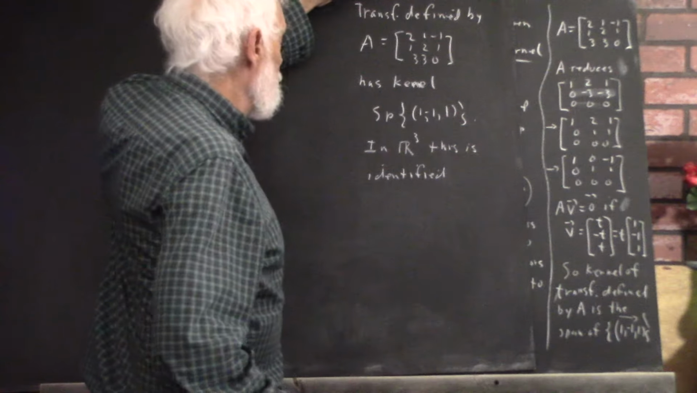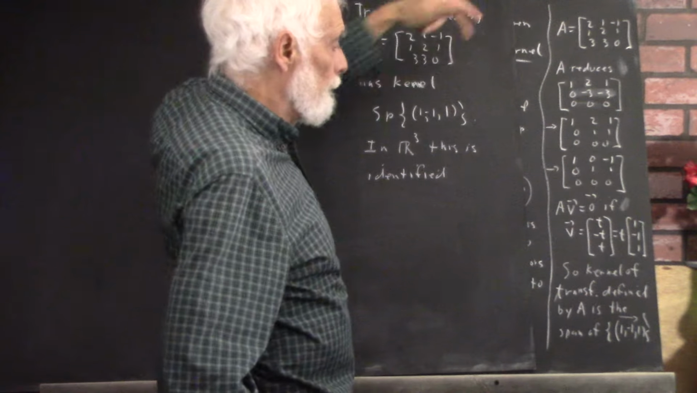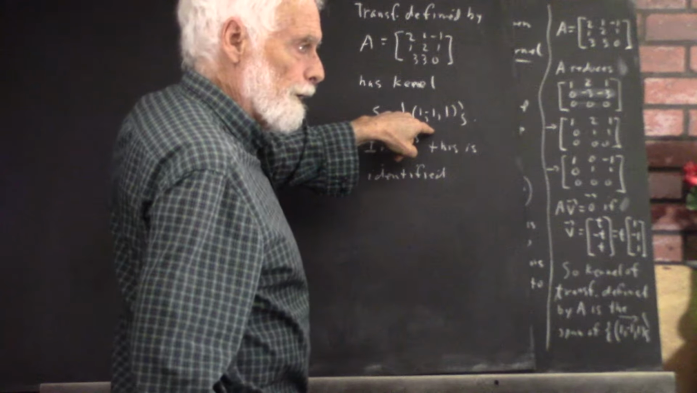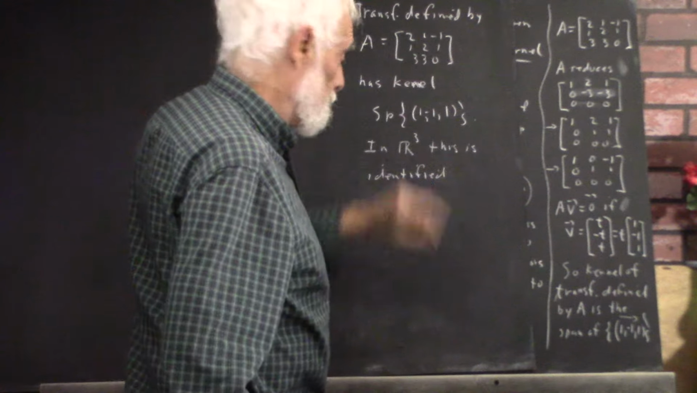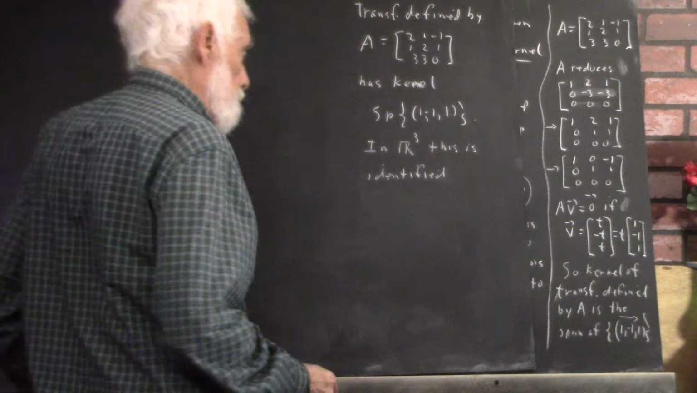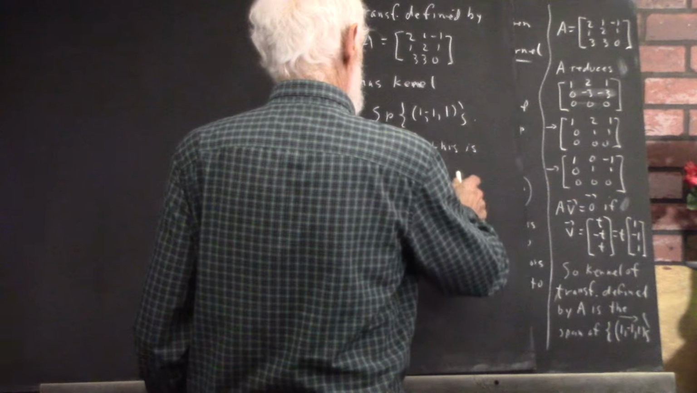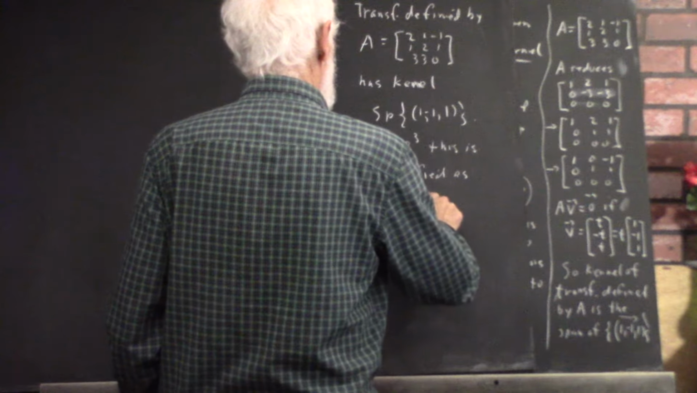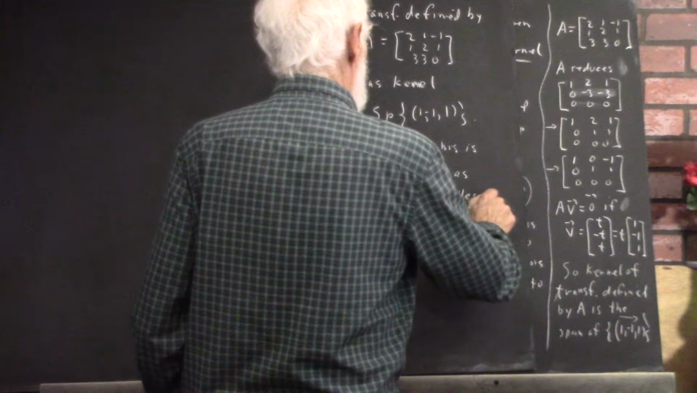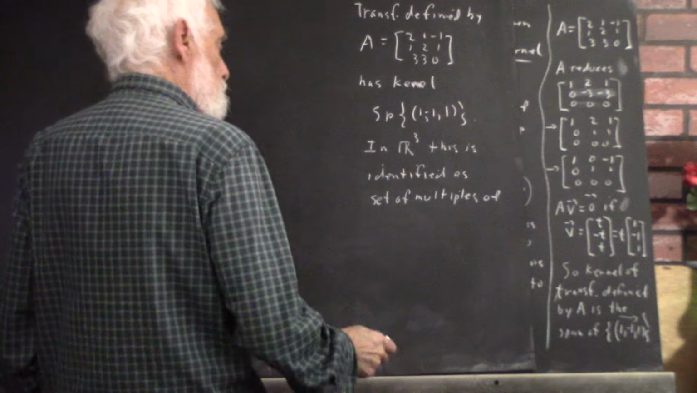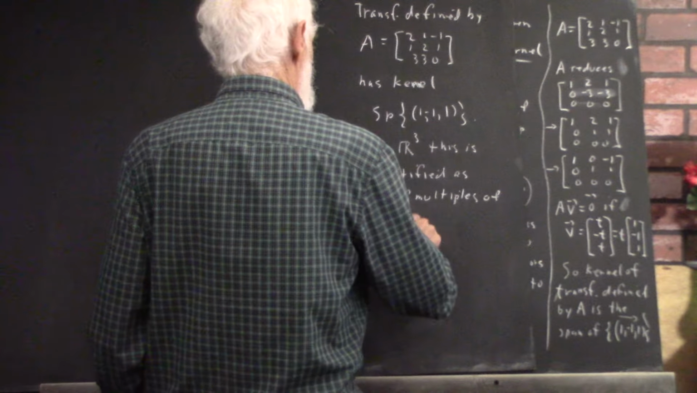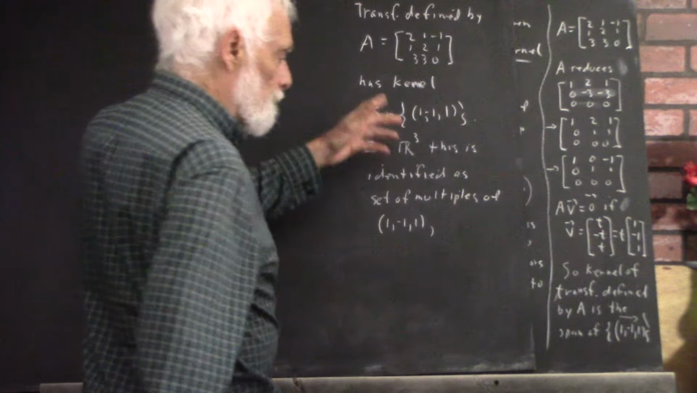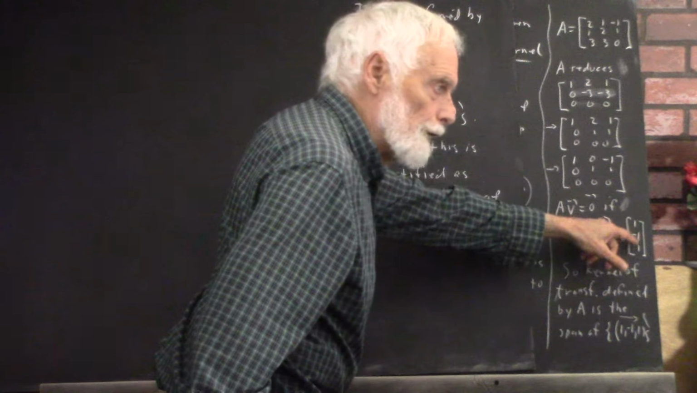Okay, so we saw that if you define T as a transformation from R3 to R3, defined by this matrix, its kernel is the span of this set consisting of a single vector. In R3, that set is a set of multiples of (1, -1, 1), because it's a set of T times (1, -1, 1).